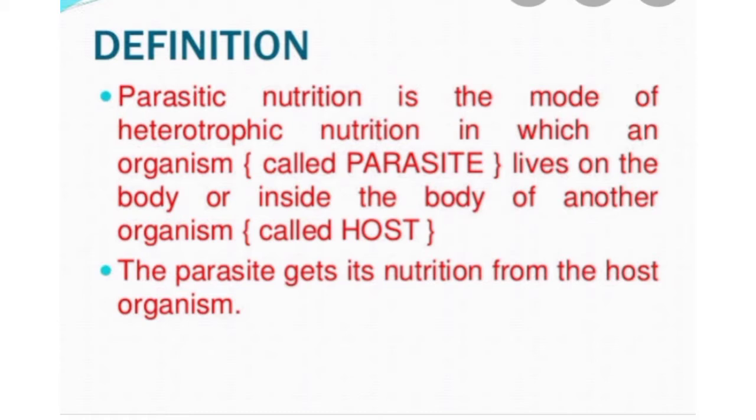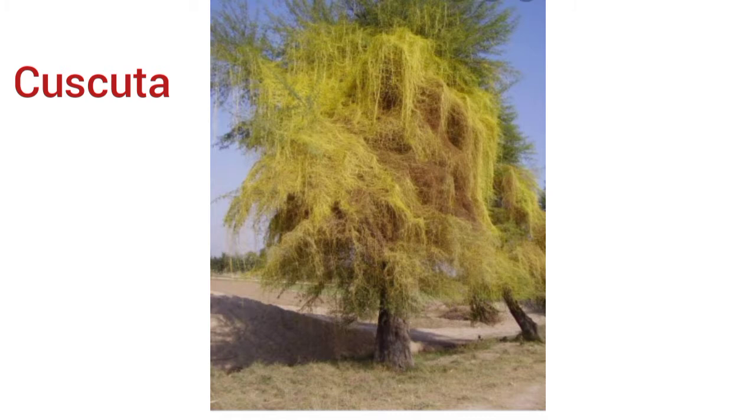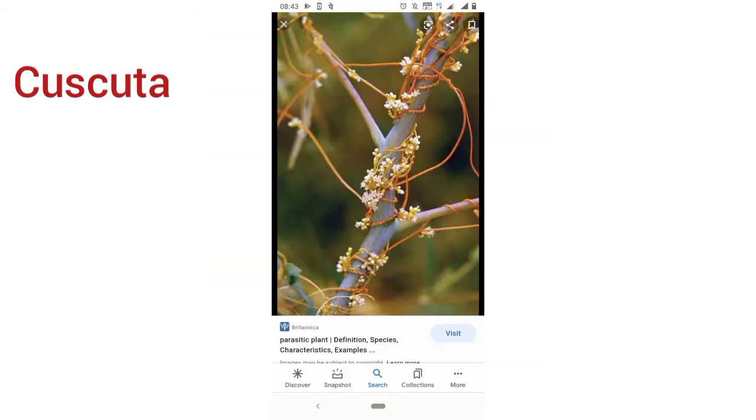Parasitic nutrition is the mode of heterotrophic nutrition in which an organism known as a parasite lives on the body or inside the body of another organism called the host. The example is the Cuscuta plant. The parasite gets its nutrition from the host body. This is a Cuscuta plant. It is called a parasite because it does not have chlorophyll and it absorbs food material from the host.